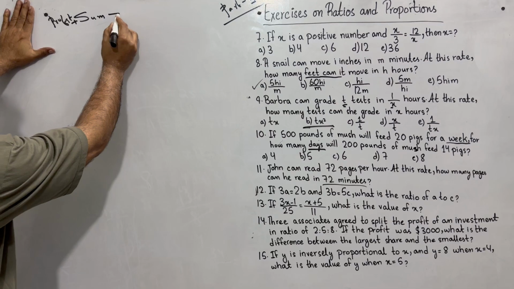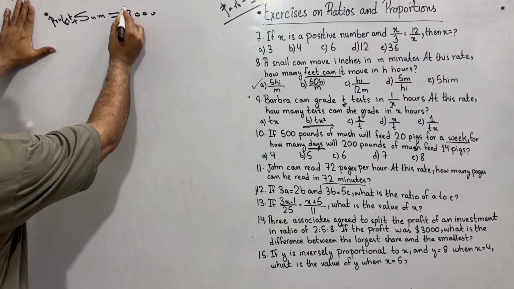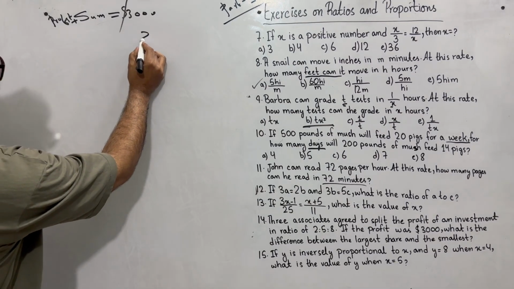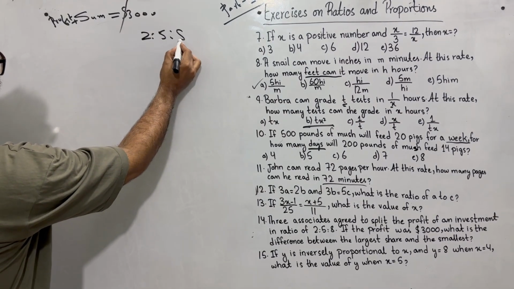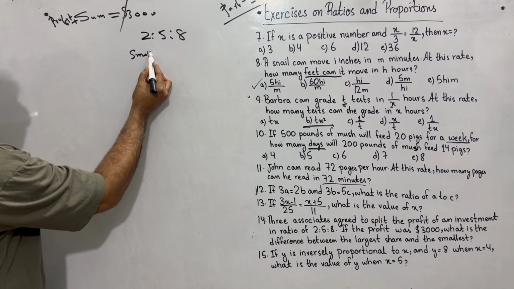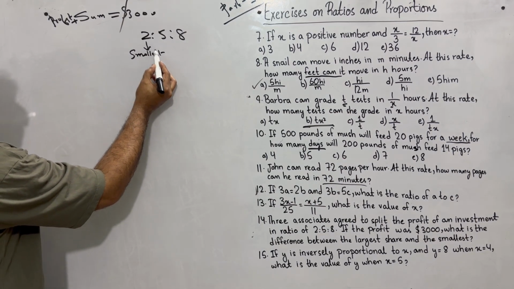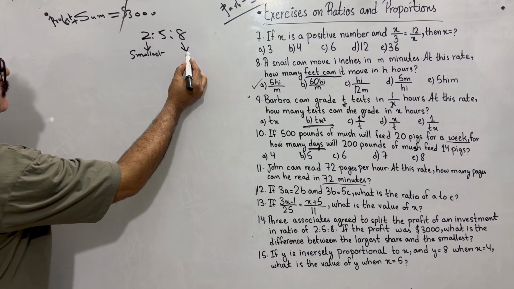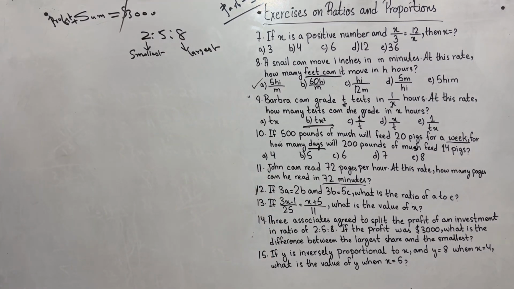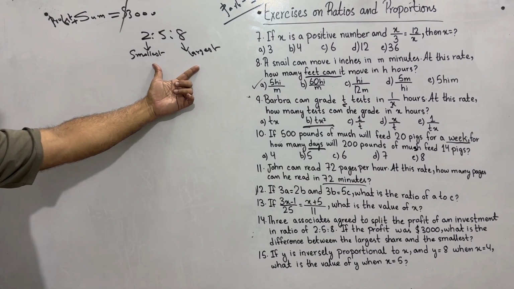They have a profit sum worth $3,000. They agreed to split it in the ratio 2, 5, 8. The smallest ratio gives the smallest quantity, and the largest ratio gives the largest share. We are asked to find the difference of the smallest and largest.